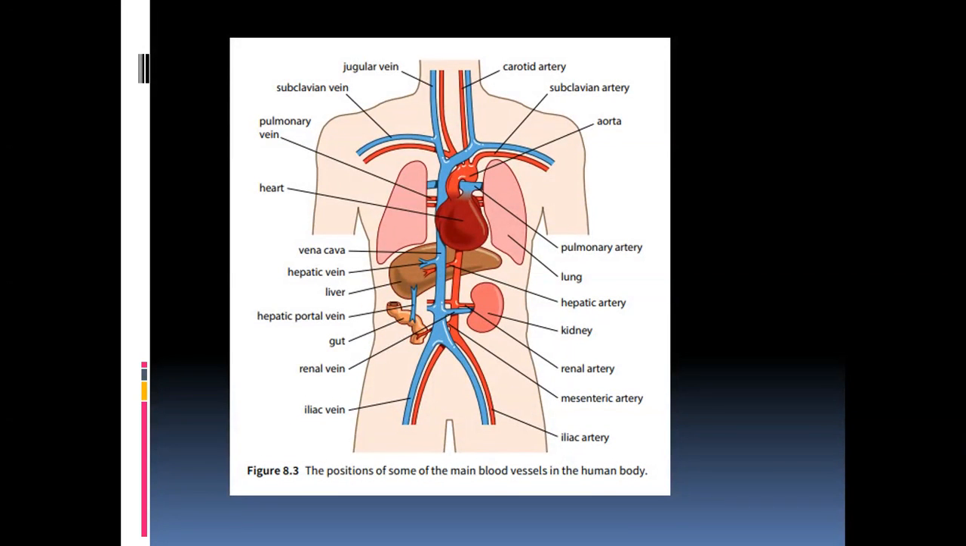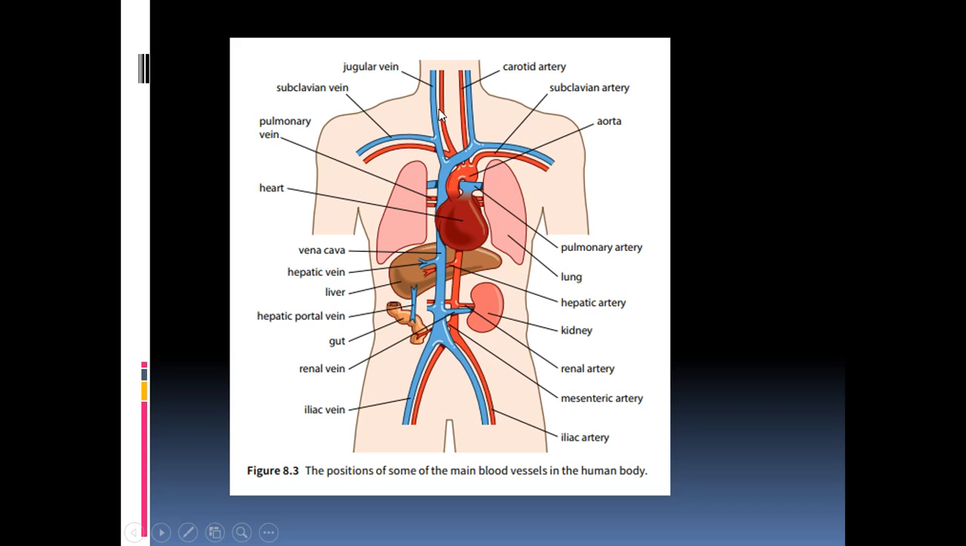Okay, so the diagram that we have here shows some of the organs that you can actually find in a human body. Right? And if you look carefully, you will notice that every single organ in the human body will be connected to a pair of blood vessels, comprising of a vein and also an artery. Right, so we have a few different veins and arteries here.